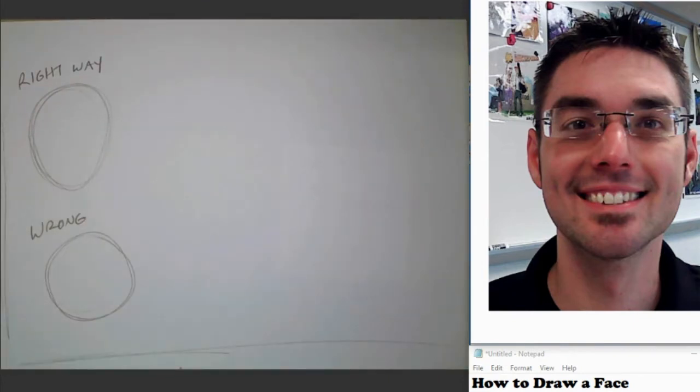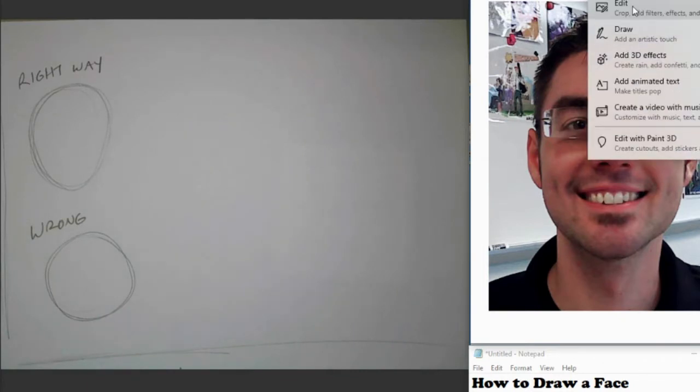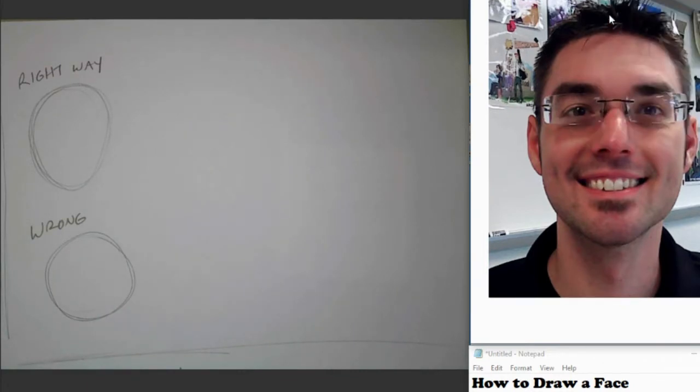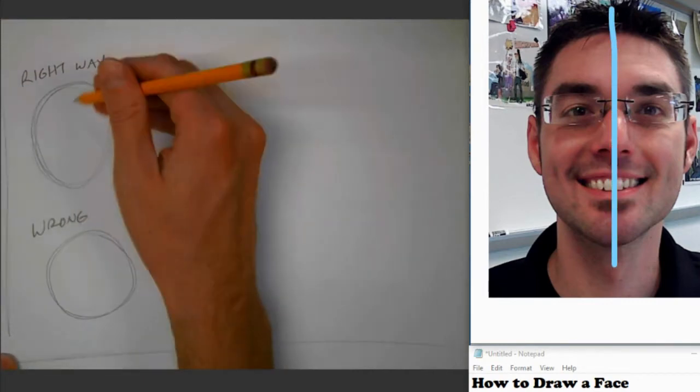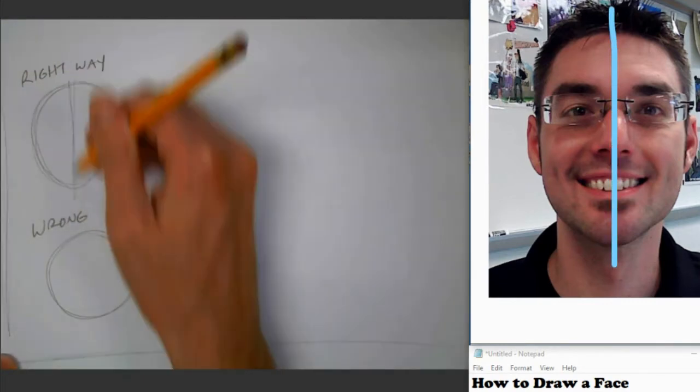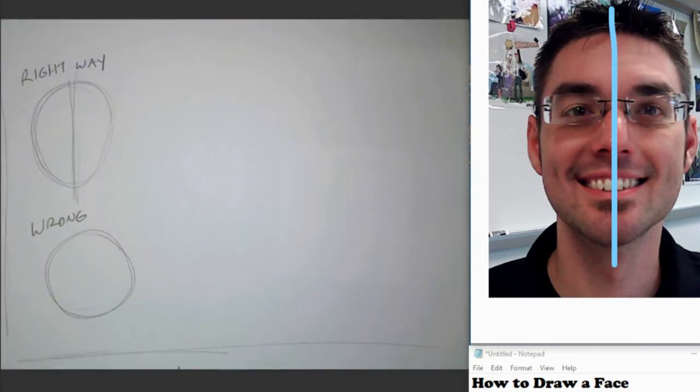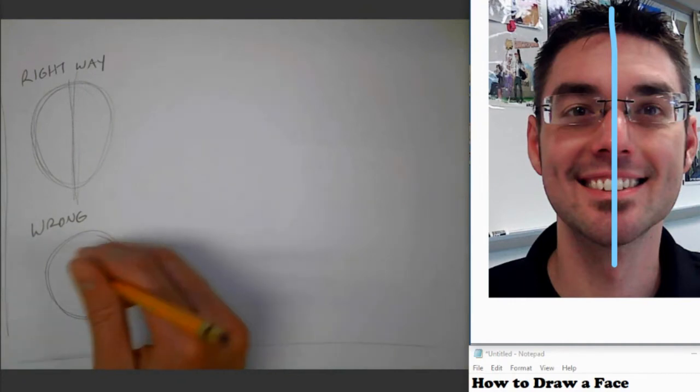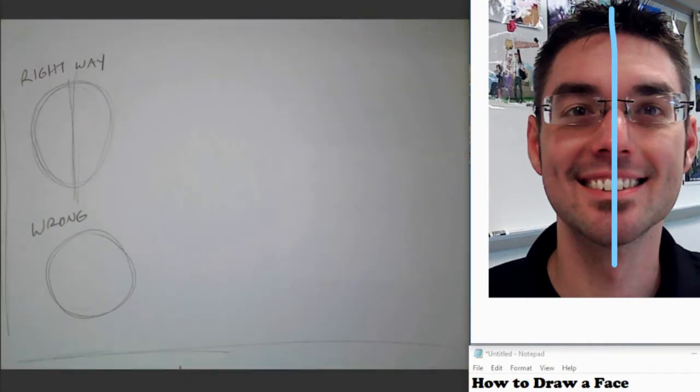Now, when we look at the face, first of all, faces are symmetrical. That means that if you divide a human face in half, it's the same on both sides. So I recommend you start with a line right down the middle, a vertical line, because if you don't, you could end up putting everything all in the wrong place.